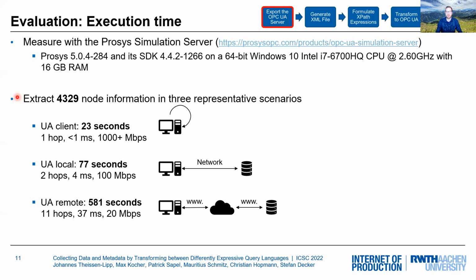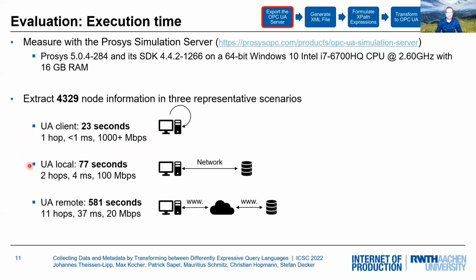First of all, we basically have just the localhost scenario for comparison. In there, we have like 1 or 0 hops, whatever you would call this. We have basically no network latency and a very high network throughput because this is localhost. And the entire extraction, the creation of the export of the OpenCUA server, takes about 23 seconds in total.